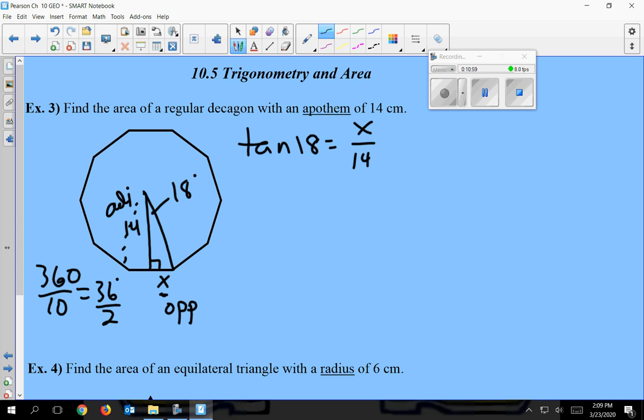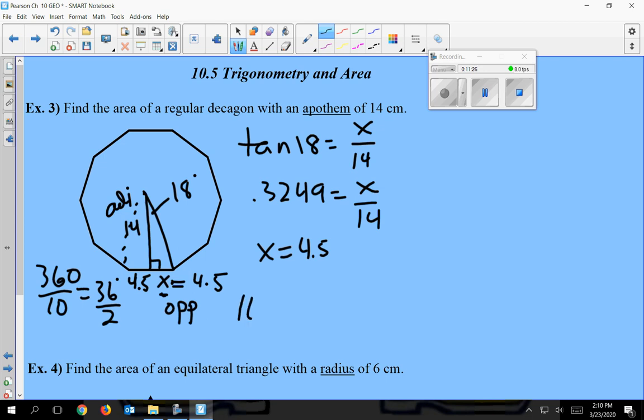Tangent 18 gets me about 0.3249 equals X over 14. Once again, the numbers down at the bottom, I can multiply that out, and I'm going to get X is about 4.5. Okay, but remember, that's only part of this side. So really, I got to double it to get the whole side, and that's going to add up to be 9. And since it's a decagon, 10 times 9 is going to give me a perimeter of 90.